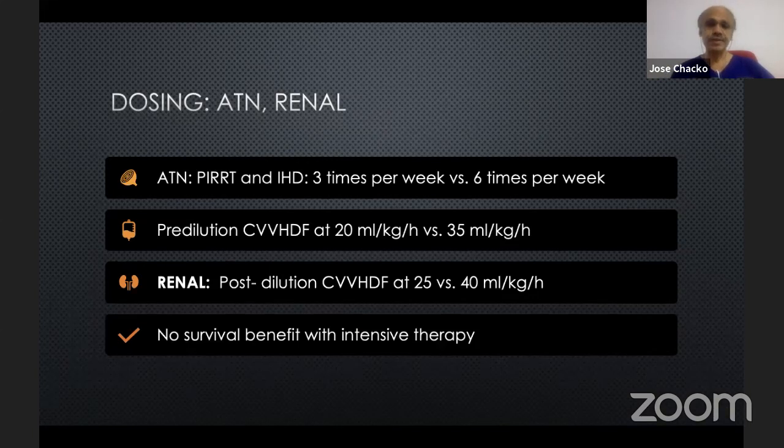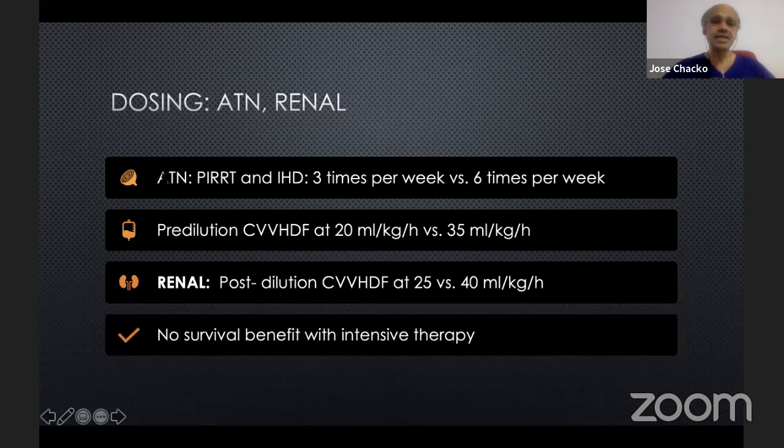The next question: what dose do you use? Do you need to use a high dose renal replacement therapy, or would it be okay to use a more conservative or a lower dose of renal replacement therapy? There are two studies that have looked at this, two benchmark studies which give us a lot of information as to what is a good dose.